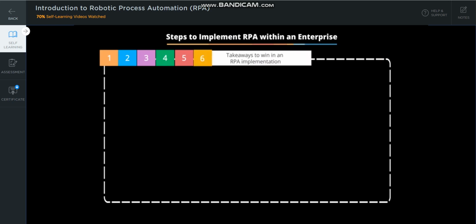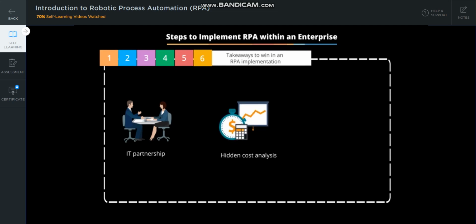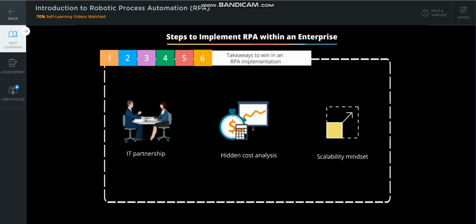Step 6. Takeaways to win in an RPA implementation. IT partnership early and often. RPA is housed within business, but IT is involved every step of the way. Hidden costs analysis. IT infrastructure, resources, RPA consultants, new roles, and so on. Scalability mindset. Reusable workflows, version control, plan to implement and supervise a digital workforce.